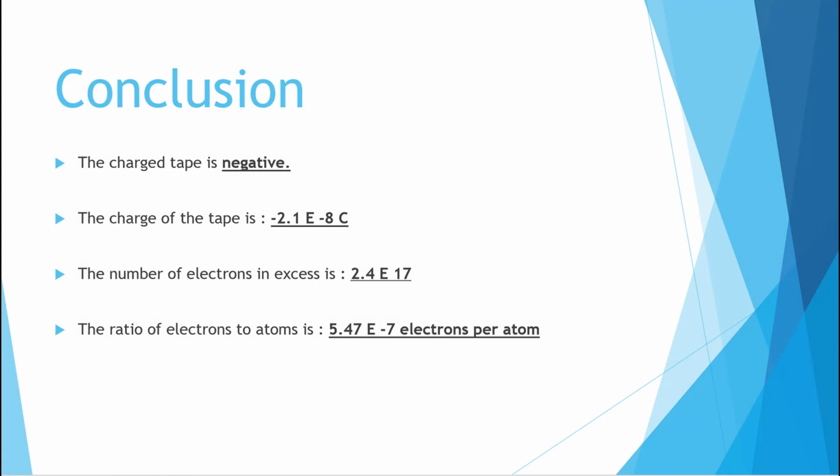The charge of the tape was negative. The charge of the tape was negative 2.1 times 10 to the negative 8 coulombs. The number of electrons in excess was 2.4 times 10 to the 17 electrons, and the ratio of the electrons to atoms was 5.47 times 10 to the negative 7 electrons per atom.